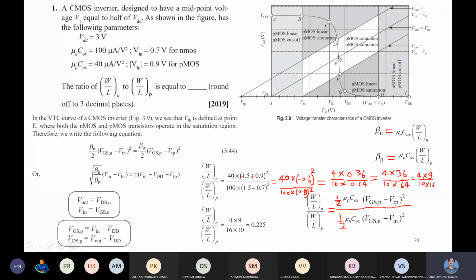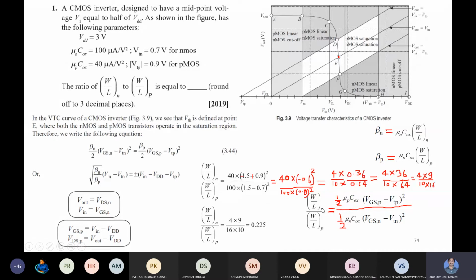So at this point, when input voltage is equal to VDD by 2, or input voltage is equal to switching threshold voltage, both transistors are in saturation region. We can use the saturation equation, the ID equation in saturation region, for both NMOS and PMOS. So beta n by 2 (VGSN minus VTN) whole square equals beta p by 2 (VGSP minus VTP) whole square. And already we know beta n is mu n COX W by L n, and beta p is mu p COX W by L p.